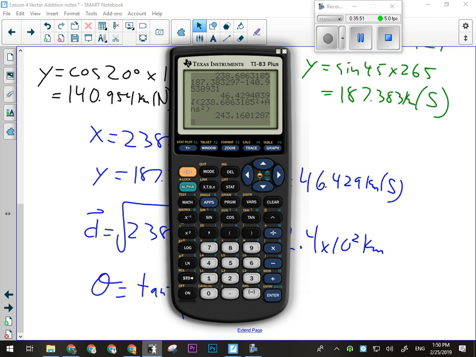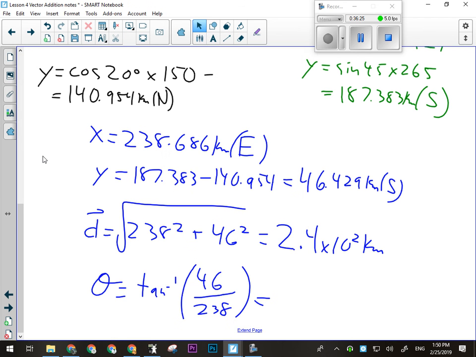So tan inverse of 46.4294039 divided by 238.6863185. So we're getting almost exactly 11 degrees, and that direction is south of east.